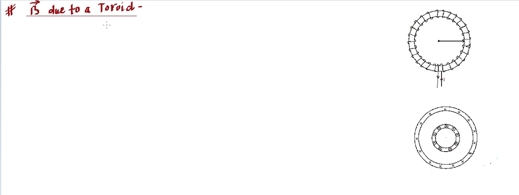Next current carrying arrangement is toroid. So we need to find the magnetic field due to a toroid. What is a toroid? Toroid is basically a circular tube which is wrapped with compact or closely fitted circular loops. So that's a tube, and let's say that tube has an inner radius, and let's say inner radius is A, and it's going to have some outer radius as well, and let's say that outer radius is B.